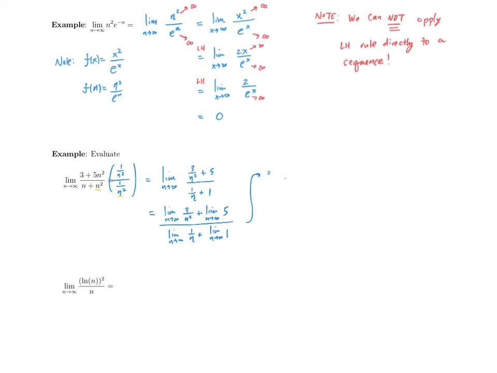And then finally, all of these limits are extremely reasonable. As n approaches infinity, 3 over n squared and 1 over n will both individually go to 0. And the limit of a constant is always that constant. So 0 plus 5 over 0 plus 1 gives us back 5.